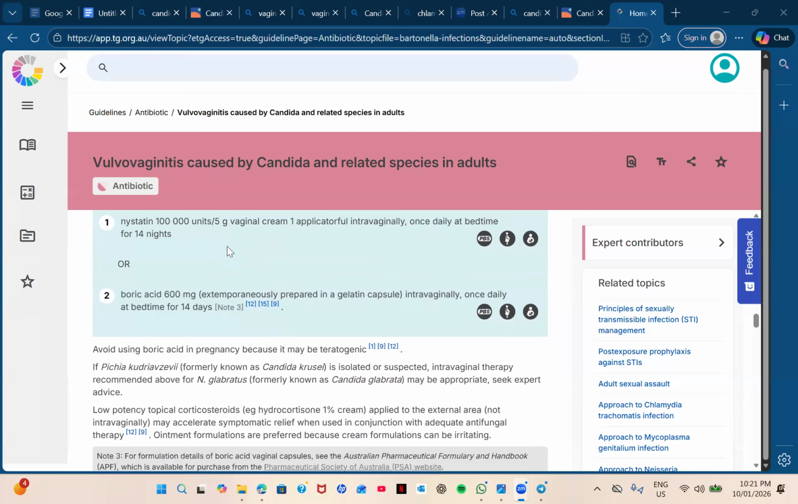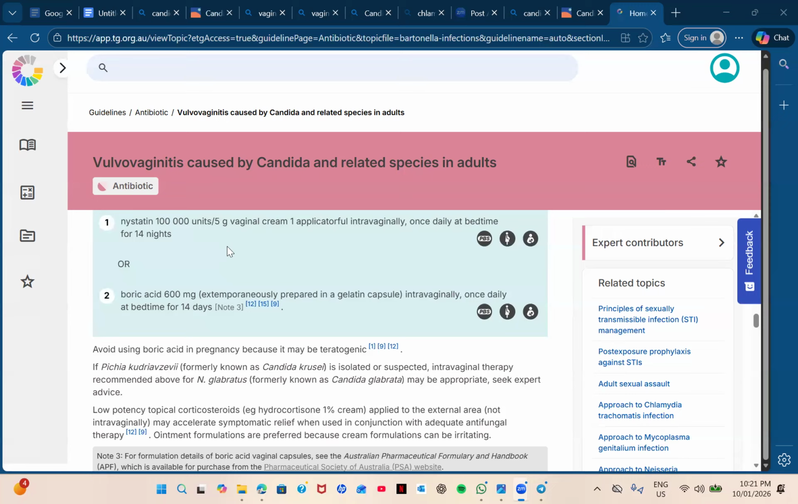If this is the first episode and the patient is already diagnosed with Candida glabrata and has already used nystatin, then we can go with boric acid.